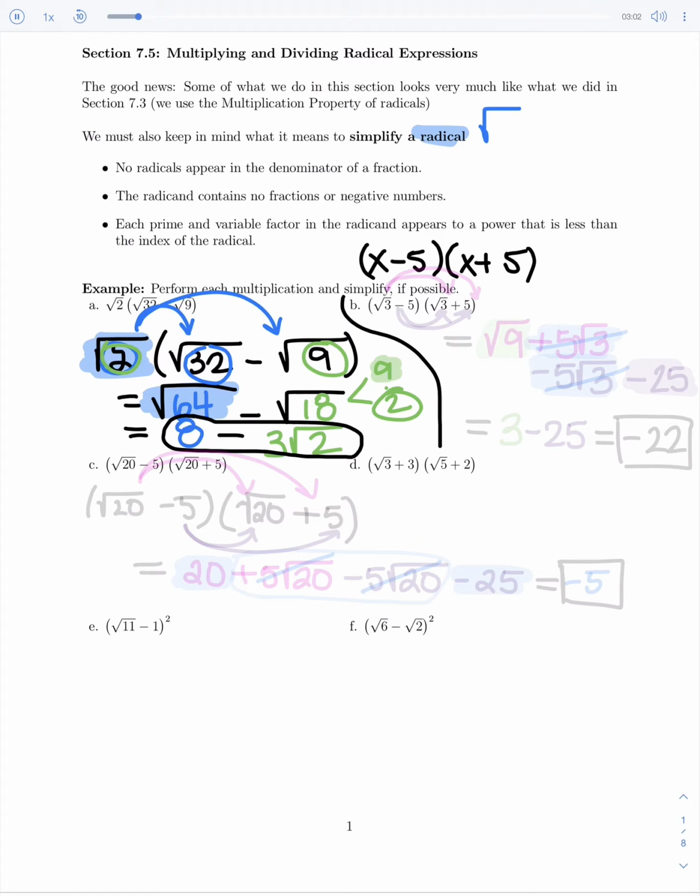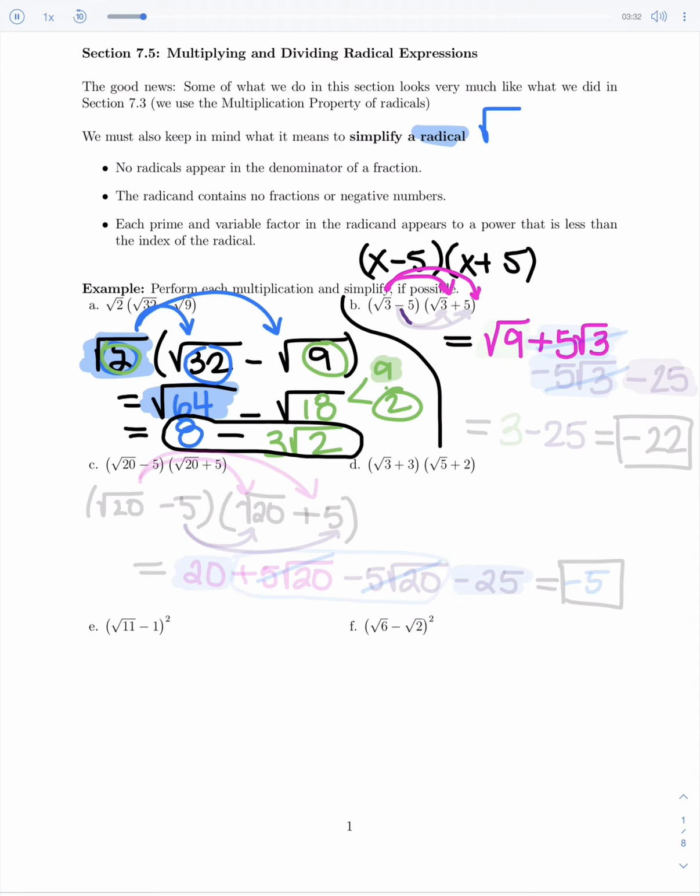So we'll start off by multiplying the square root of 3 times the square root of 3, which is going to give us the square root of 9. Then the square root of 3 times the 5. Well, the 5's on the outside, the 3's on the inside of the square root. You have to leave them as they are. The 5 stays on the outside, the 3 stays on the inside. So it's positive 5 square roots of 3.